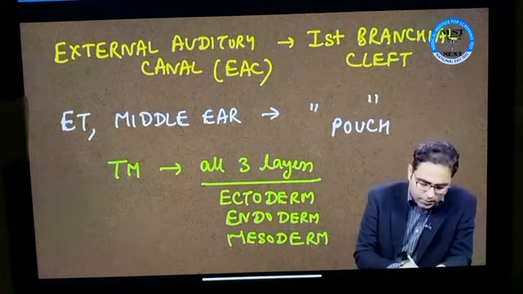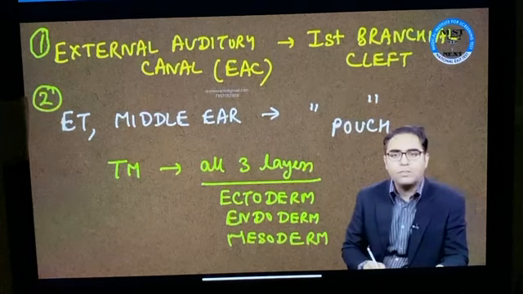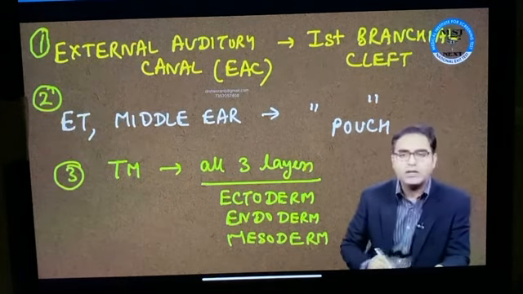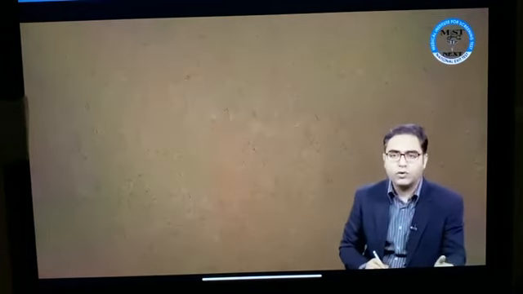So the 3 things to remember. Number 1, external auditory canal develop from first branchial cleft. Number 2, eustachian tube middle ear develop from first branchial pouch. Number 3, tympanic membrane develop from all 3 layers. That is ectoderm, endoderm, and mesoderm. Am I clear? Okay. Let me draw a diagram to help you understand this further.